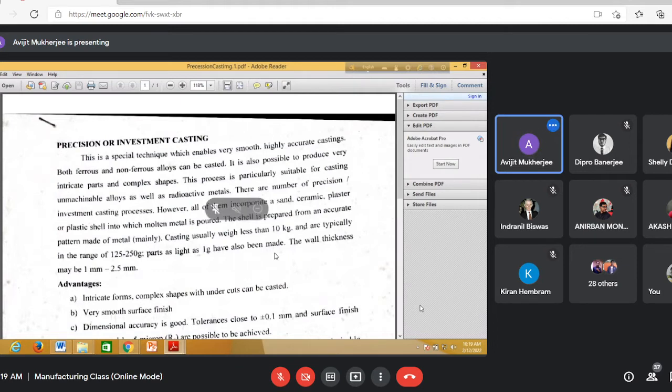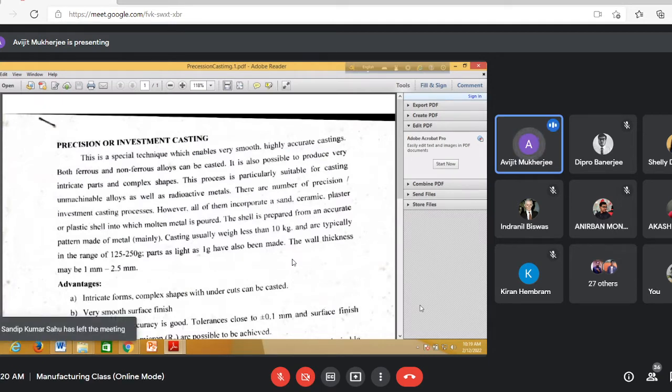The purpose is to produce very fine casting, and the weight of the produced part may be very less. Like say, common range is 125 to 250 gram. You just imagine 125 gram to 250 gram. Even 1 gram parts may also be produced. Like say, you think about some jewelry ornament, some gold items. So that is very costly.